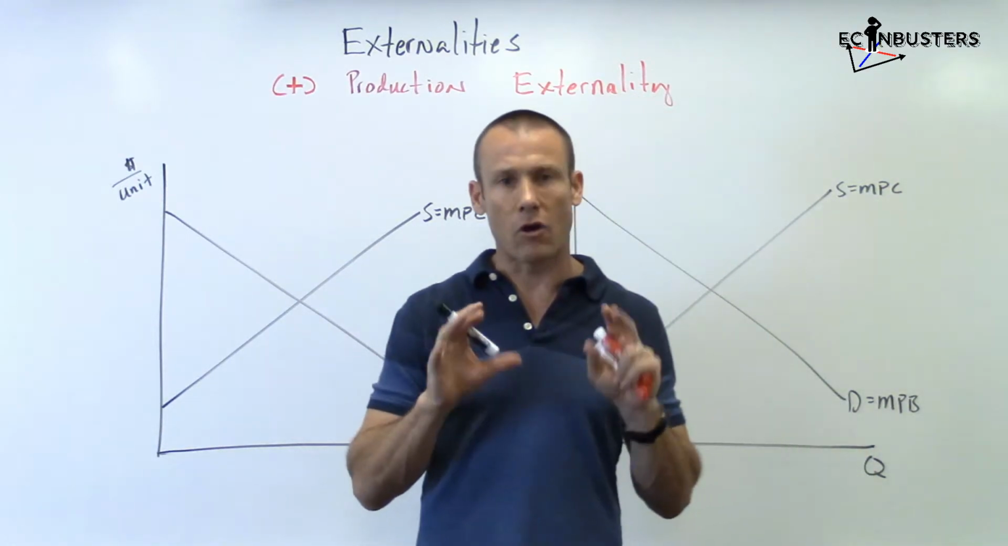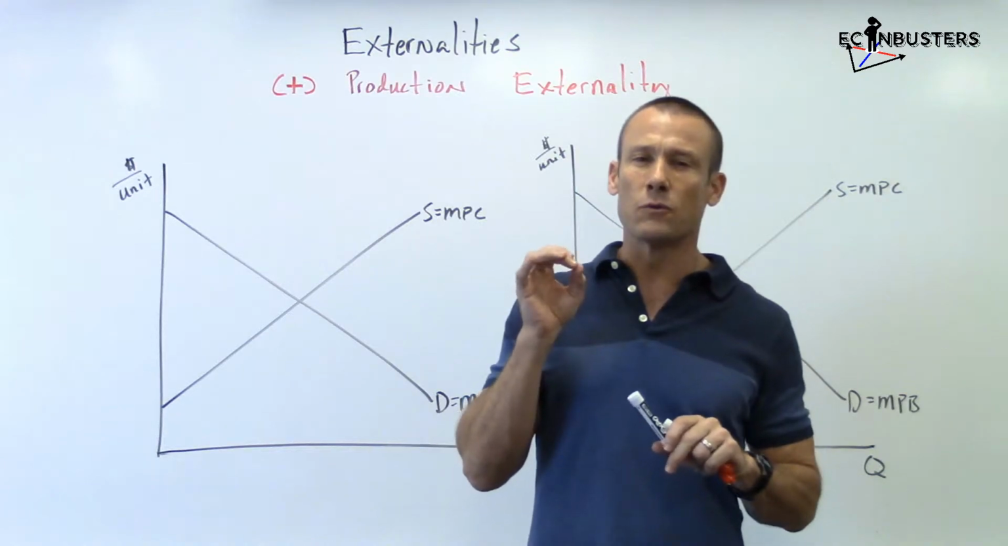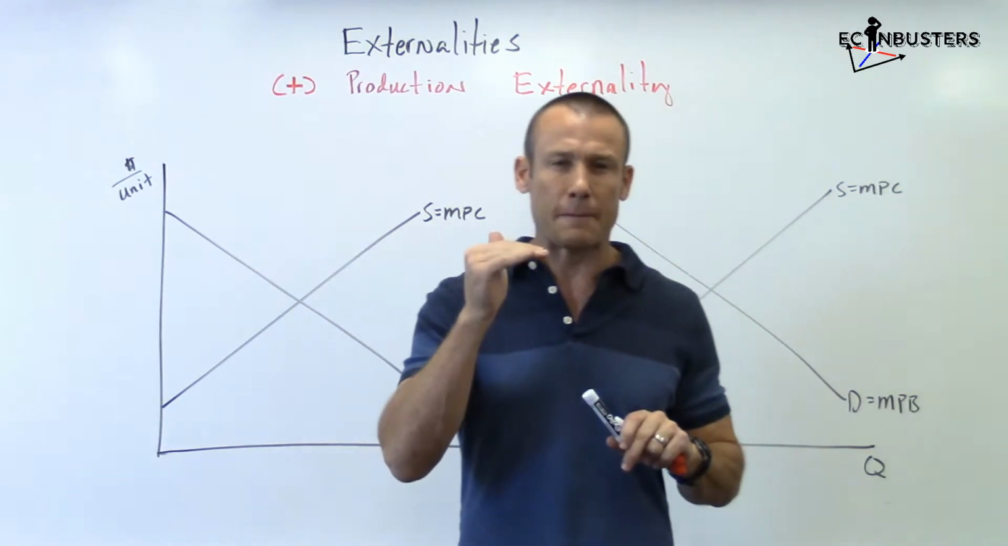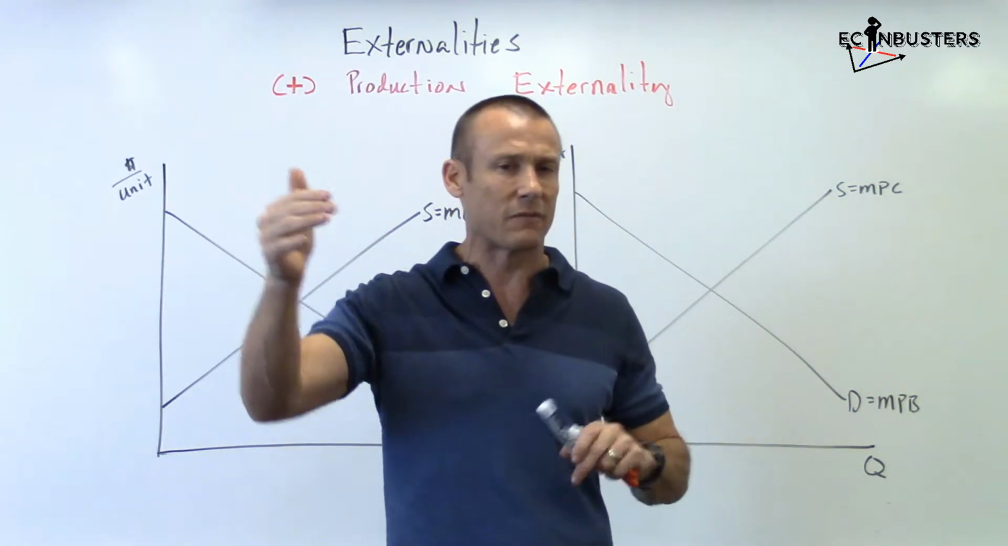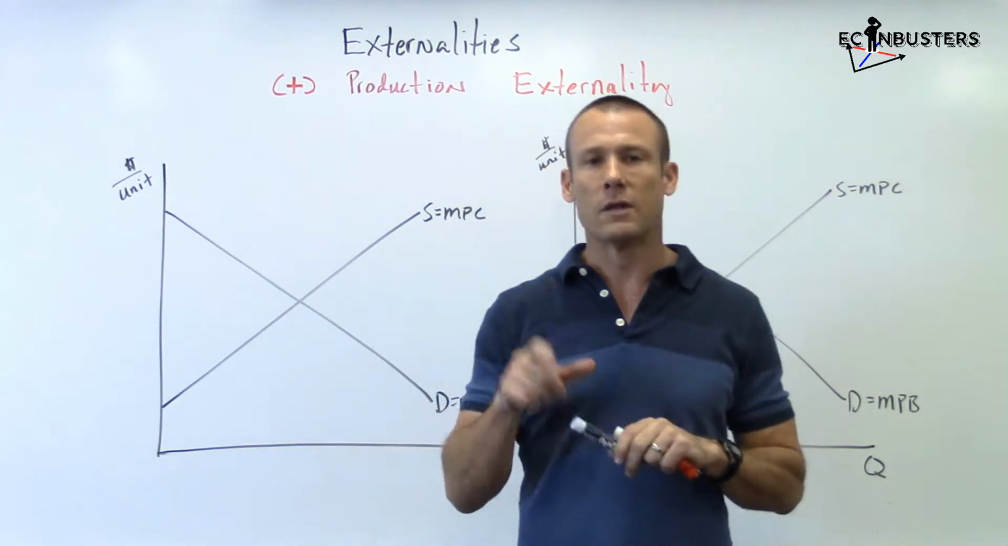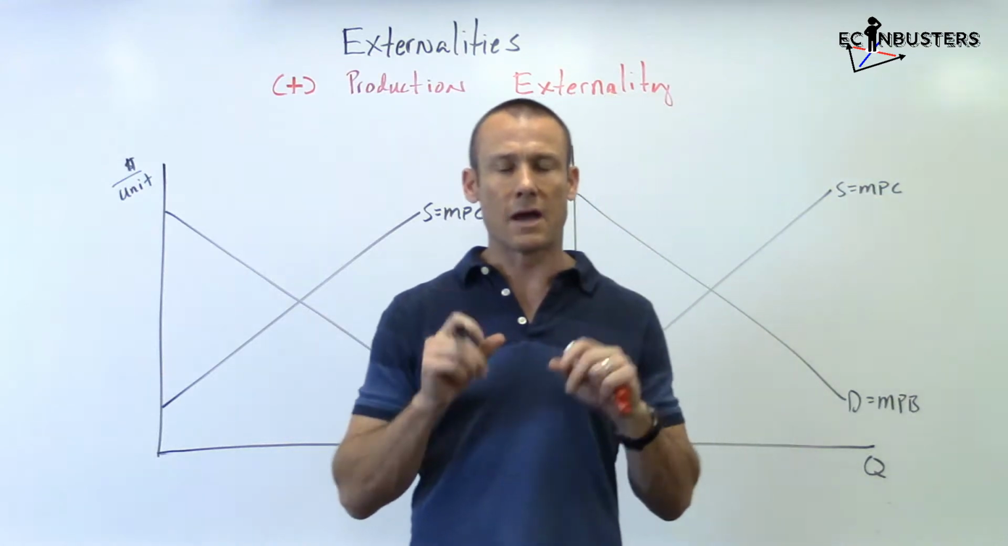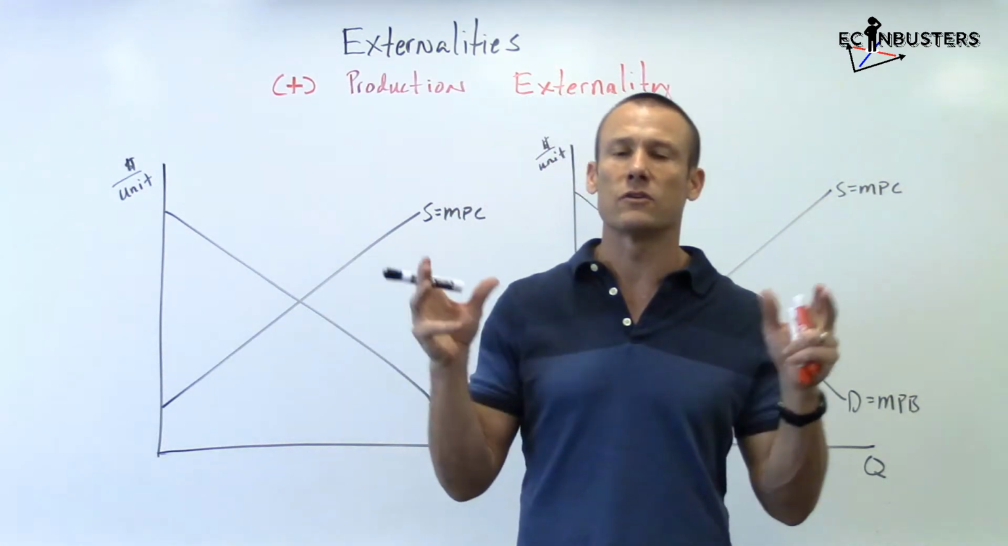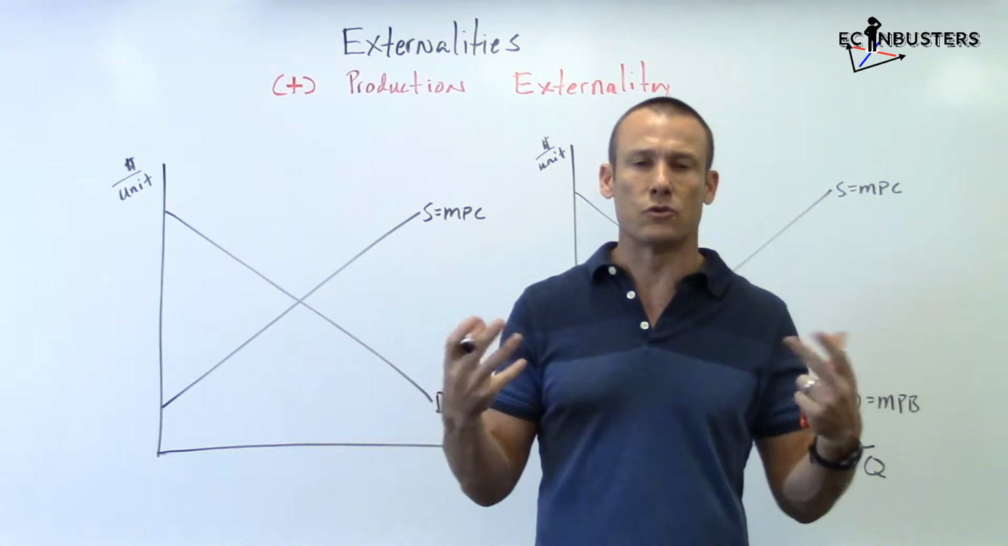Examples are very hard for these, especially if you really stay strict to the fact that you're getting a per unit additional benefit when you produce the good. If you try to come up with examples for that, it's difficult. Here's the one we're going to use. Beehives, okay? You're making honey, you got a bunch of beehives. That's what you do. You produce honey.